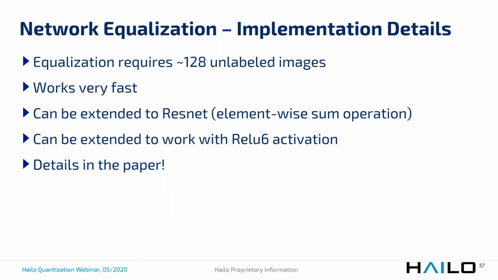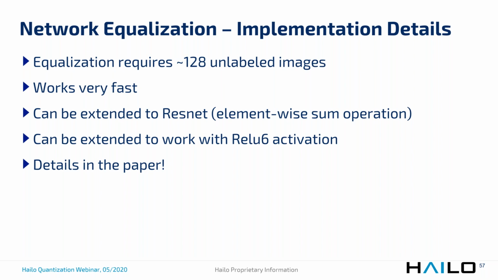So much like quantization, equalization also requires some sort of calibration set. It's a bit larger. It's a very fast method. It takes place completely on the trained network. There's no processing quantization. It's just a reshuffling of the parameters of the network, and it happens before quantization.